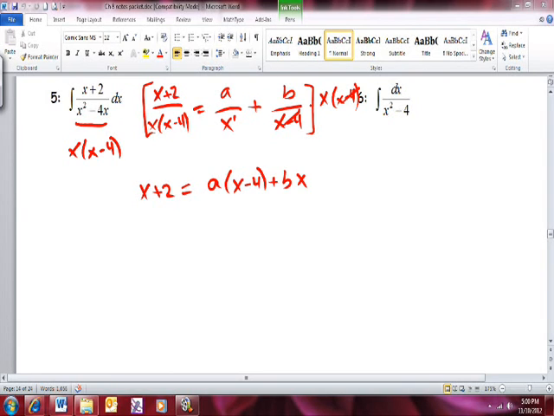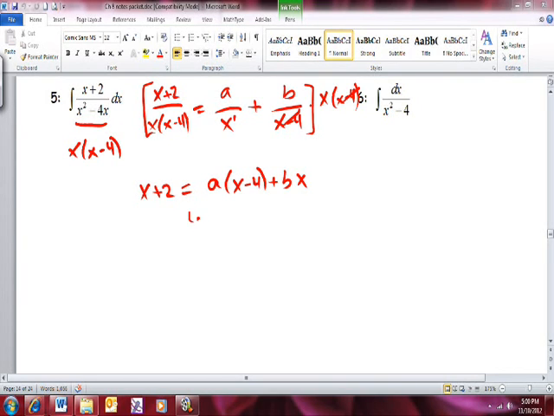Now, probably the easiest way of doing this is a little bit counterintuitive. Like, x cannot equal 0 and x cannot equal 4 in the original problem. However, I believe it's called the Heaviside method. You just pick the numbers that x shouldn't be able to be and plug them in.